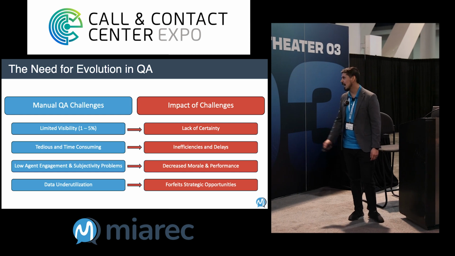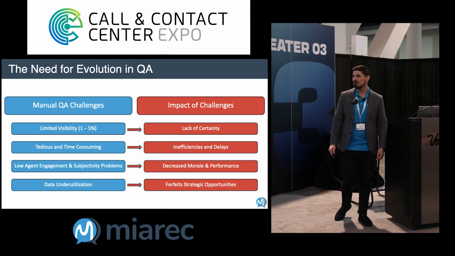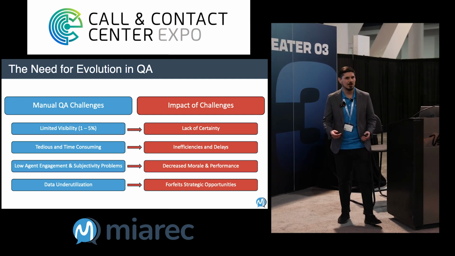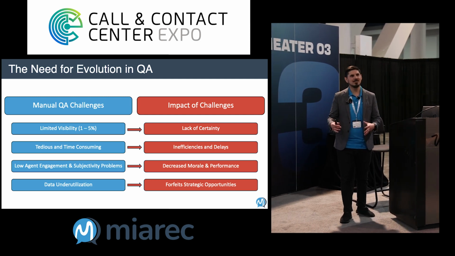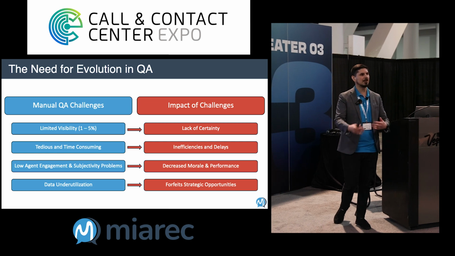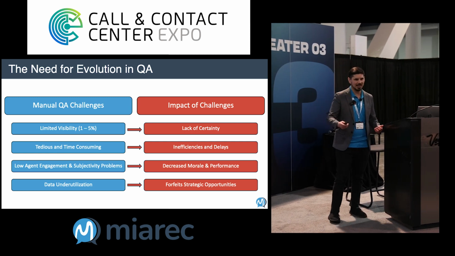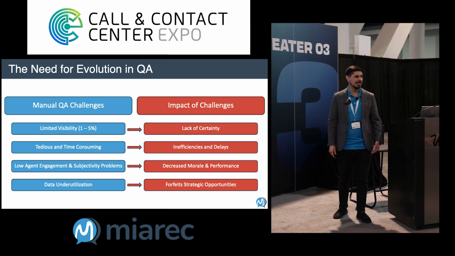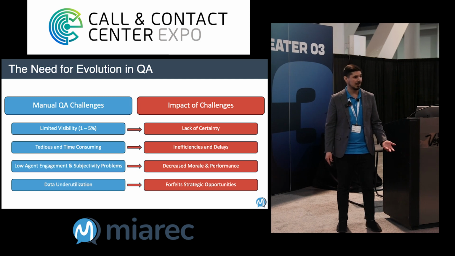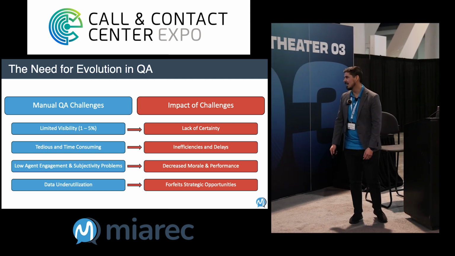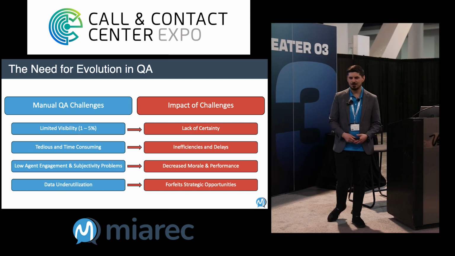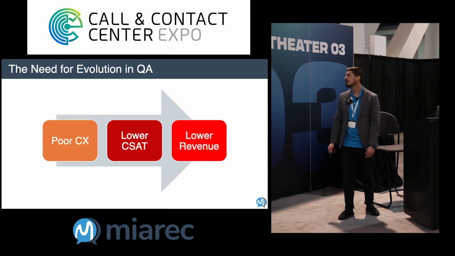Another one, tedious and time-consuming work leads to inefficiencies and delays. It's also expensive to pay a QA team to analyze calls. You're paying these QA teams to analyze and getting really little reward in return, because again, it's only 1% of your calls. Low agent engagement and subjectivity can lead to decreased morale and decreased performance. And with data underutilization, you're forfeiting strategic opportunities, because you're only looking at a little sample size.